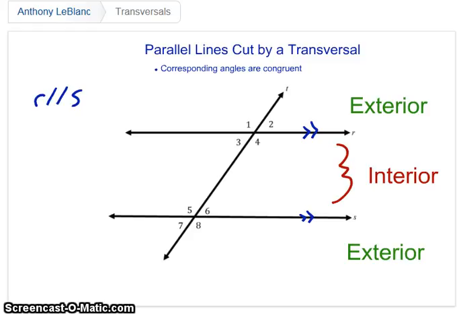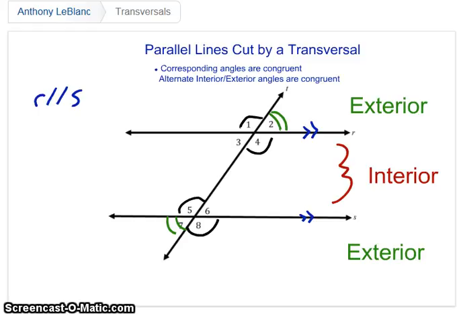Why this is important to know is because we know that alternate interior and alternate exterior angles are also congruent. So for example, angle 1 is in the exterior region. Its alternate exterior would be angle 8. They're both in the exterior region, and alternate just means they're on different sides of the transversal. If we look at angle 2, angle 2's alternate exterior counterpart would be angle 7. So again, they're both exterior, and they're also on alternate sides of our transversal.